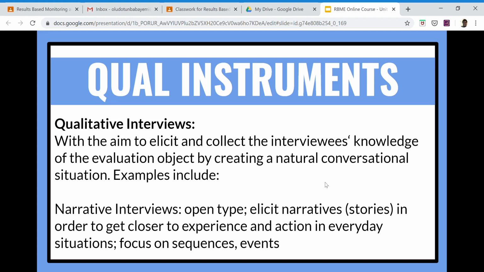So we say they are qualitative interviews, and we can also divide qualitative interviews into, for example, narrative interviews. Narrative interviews are just open-ended interviews. You can call it an unstructured kind of interview.